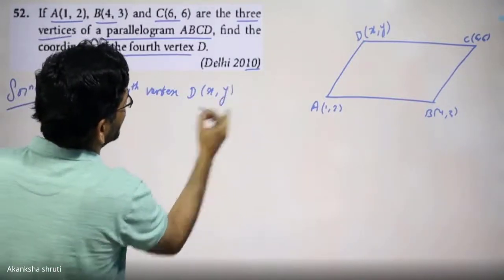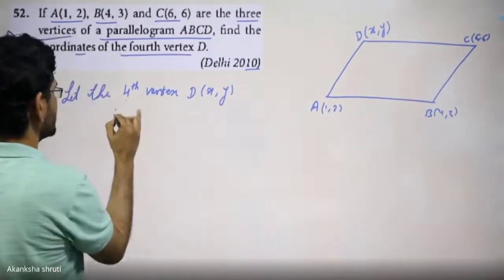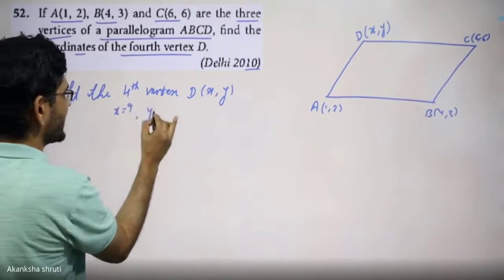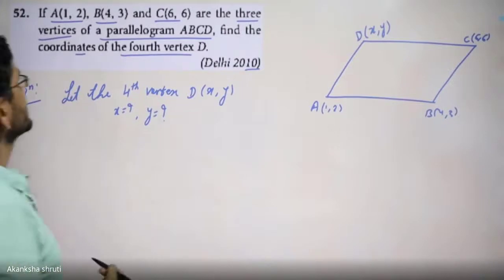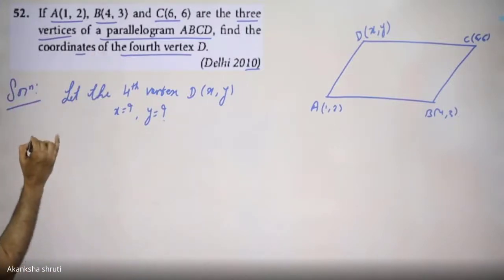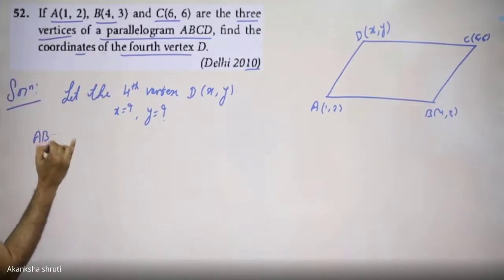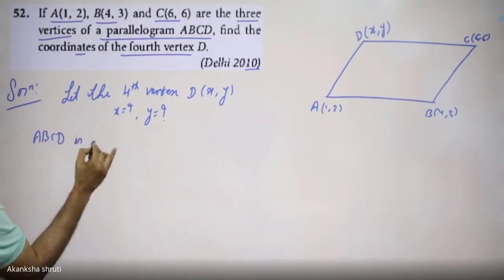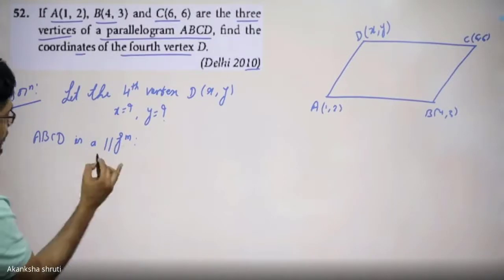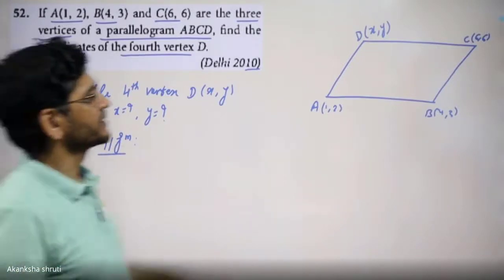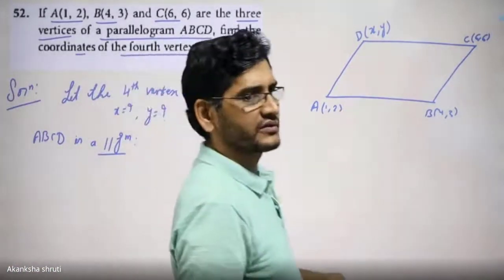This x and y we want to calculate. So we have to find the value of x and the value of y, the two things we need to find. Students, what we have to use here: ABCD is a parallelogram. So we can use the property of a parallelogram in coordinate geometry to find this x and y.